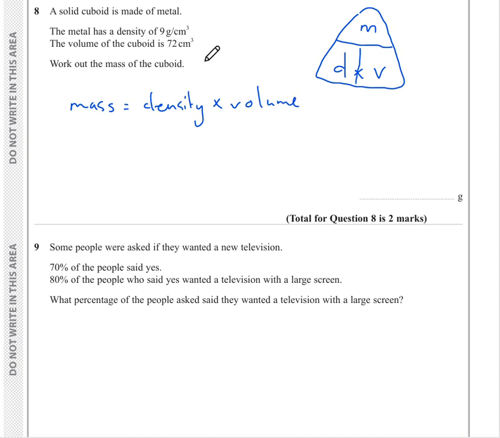So it's worth just checking that the units are consistent, because sometimes it will require you to do a conversion. So we've got grams, centimetres cubed, and grams. So that's fine. We don't need to do any adjusting there. We're just going to go ahead and multiply these two numbers, which is going to give us a mass of 648 grams.